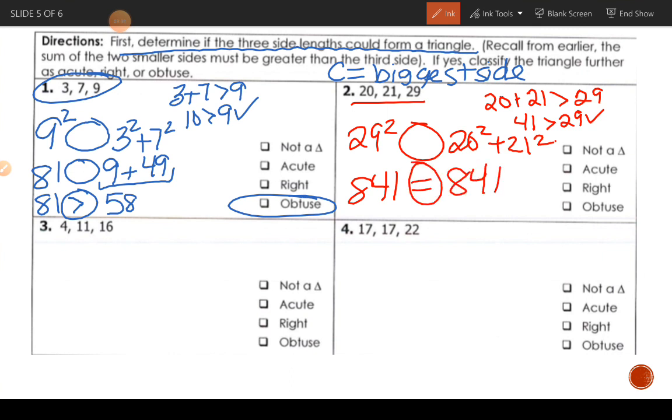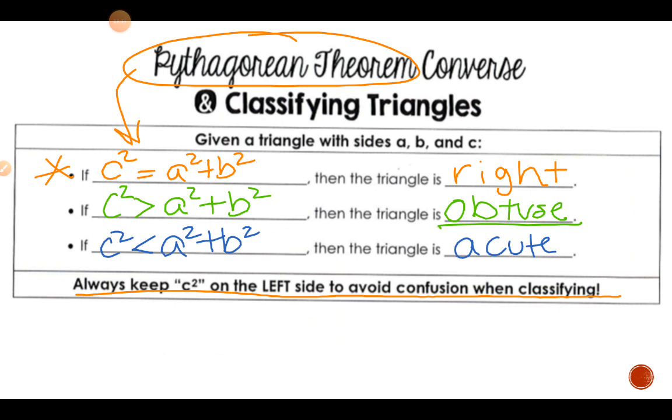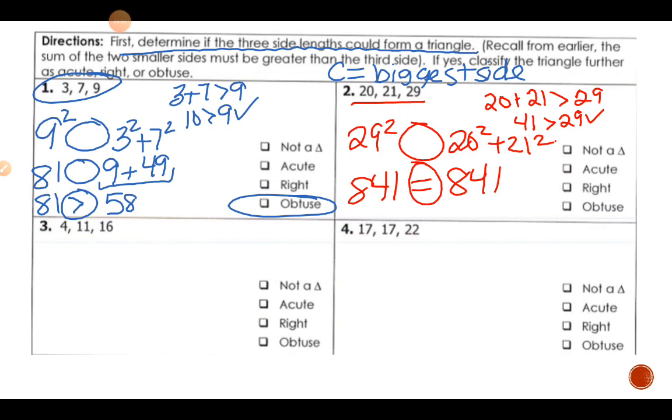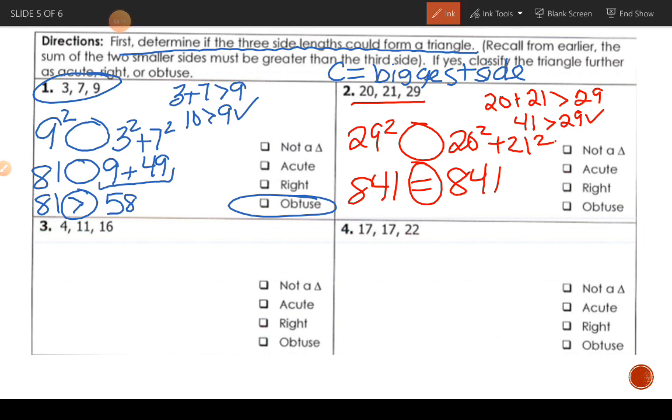Okay, so when they're equal, again, we go back to our rule. And when they're equal, it fits into the Pythagorean theorem. So this triangle would be a right triangle.